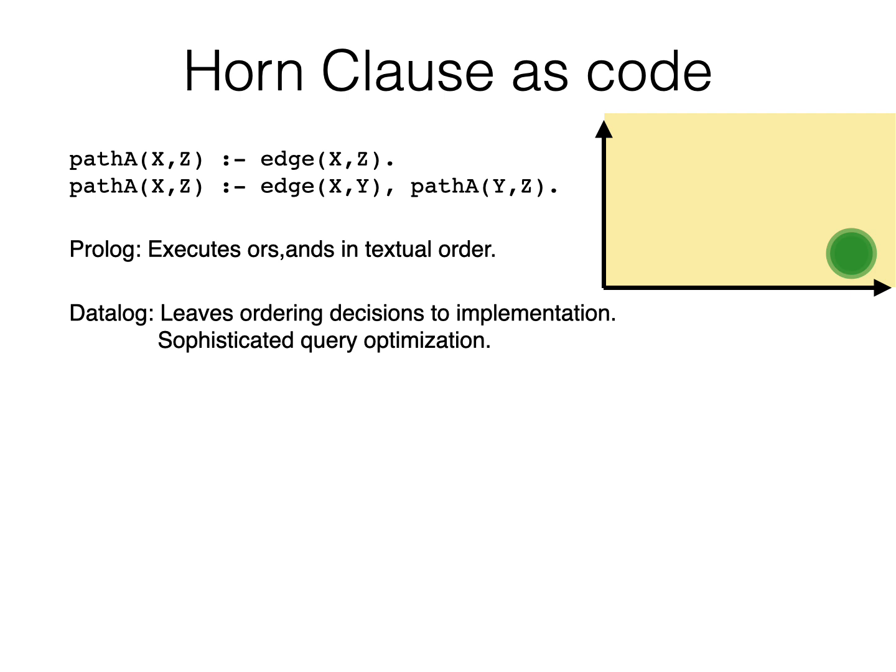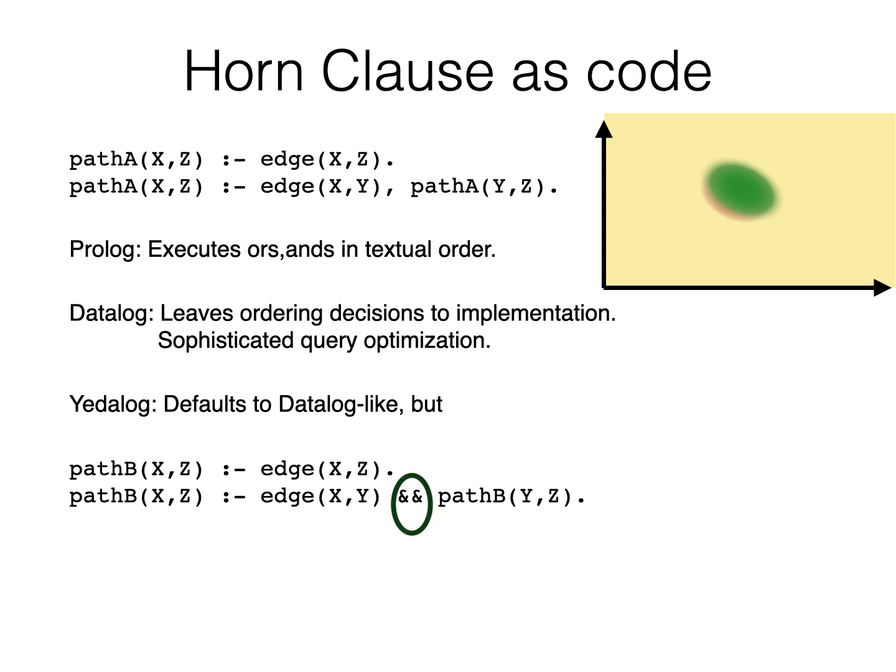Datalog leaves the ordering to the implementation's decisions, with tremendous sophisticated query optimization, but there's a limit on what questions you can ask. Yedalog starts with Datalog and tries to make it more expressive, but once it's more expressive, it's easy for the built-in optimizations to lead you off a cliff of non-termination or something, because it's no longer decidable. So we introduce explicit control operators for taking control back from the optimizer and saying, okay, I'm insisting that it goes left to right here.